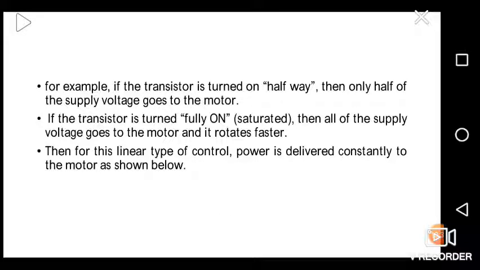For example, if the transistor is turned half on, then only half the power supply voltage goes to the motor. If the transistor is turned fully on, that means the saturated region, then all the supply voltage goes to the motor and it rotates faster. Then for this linear type of control, power is delivered constantly to the motor as shown below.